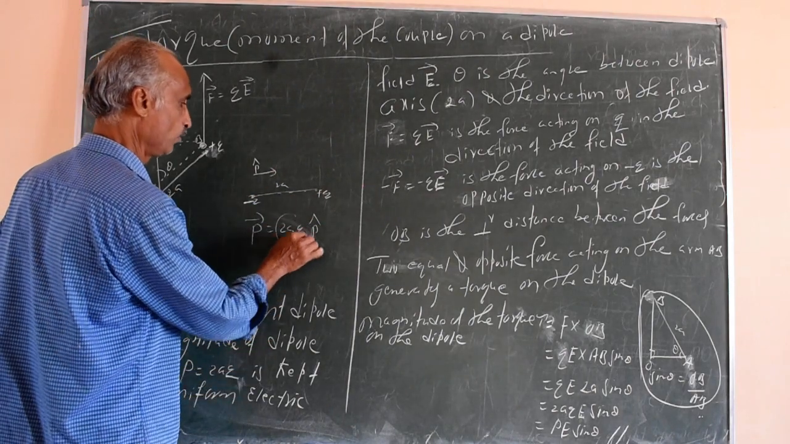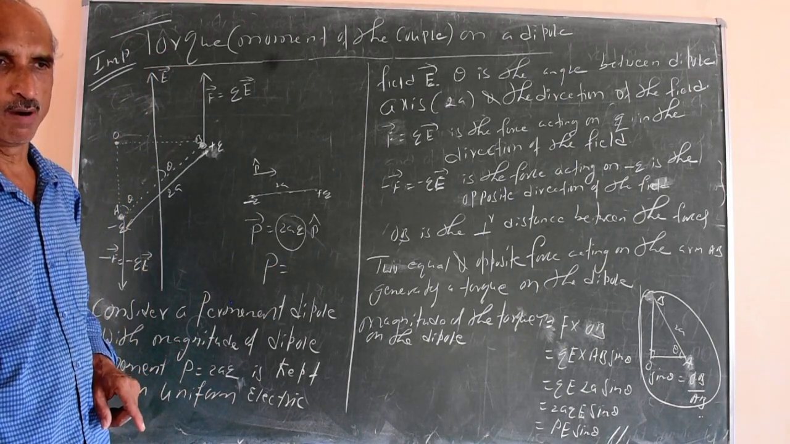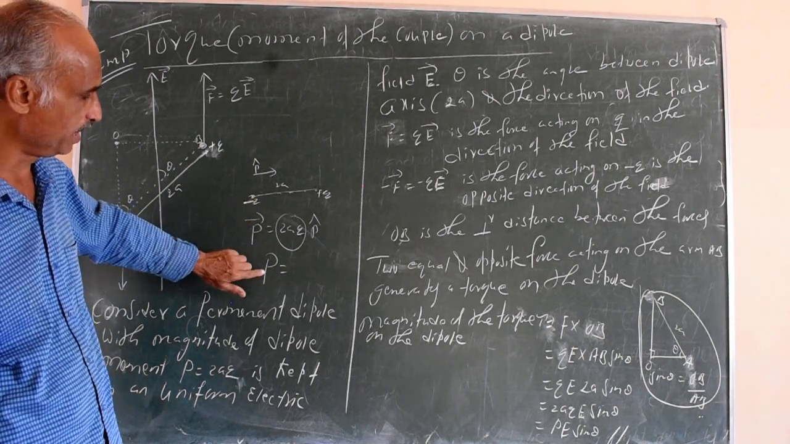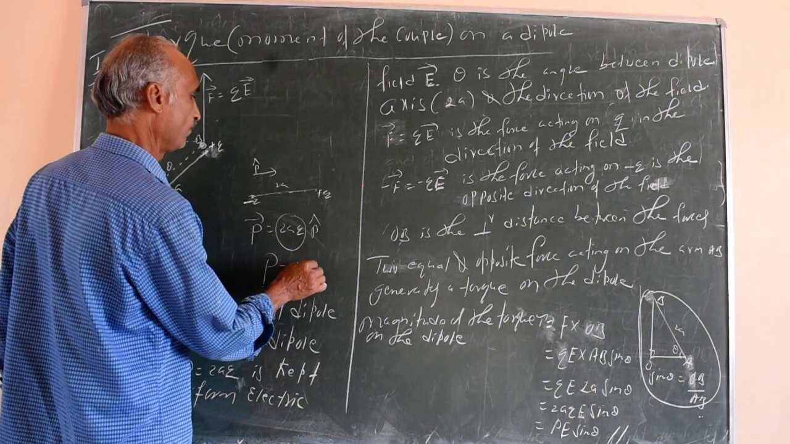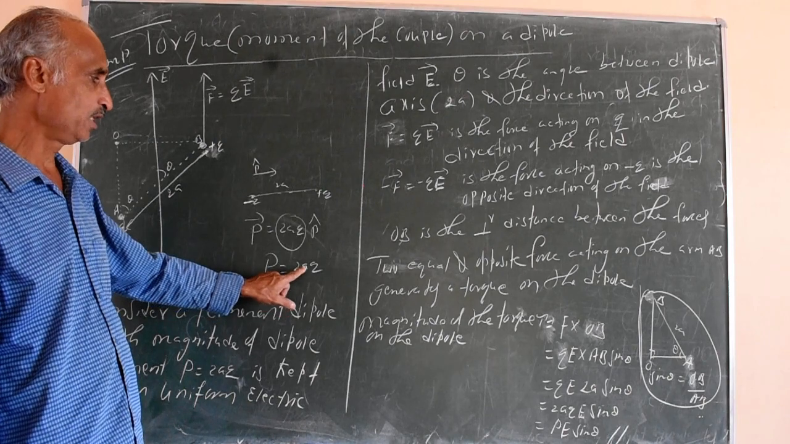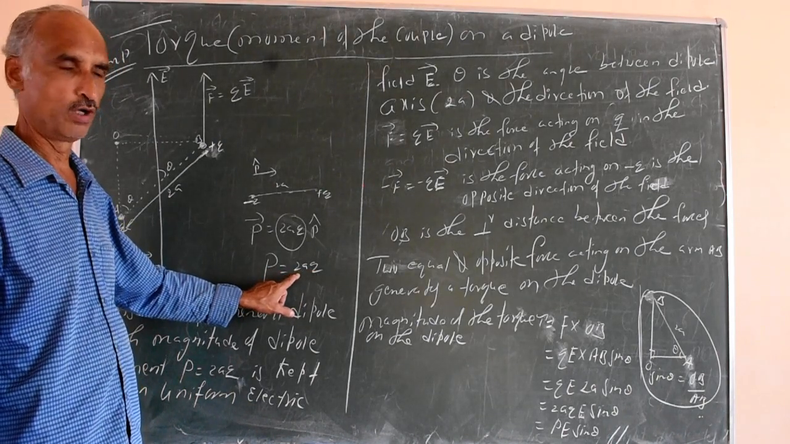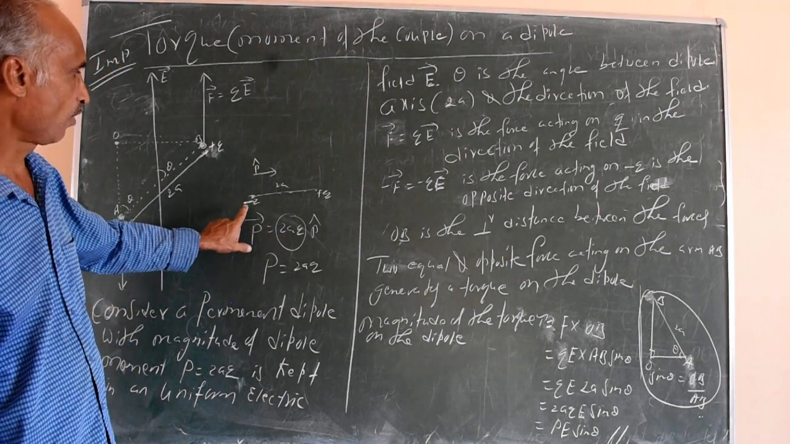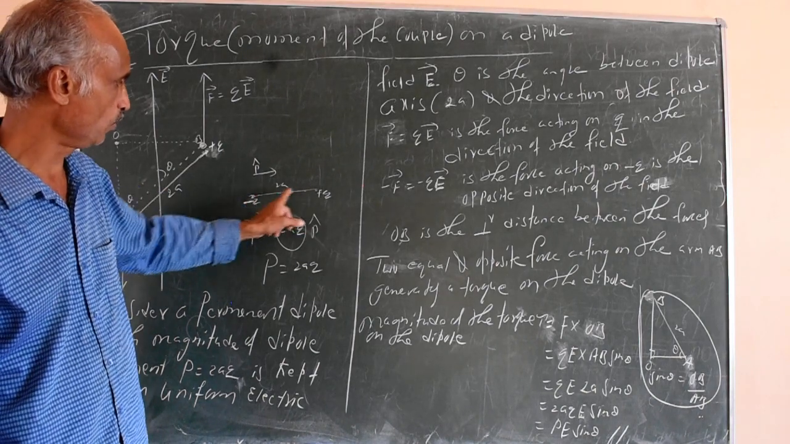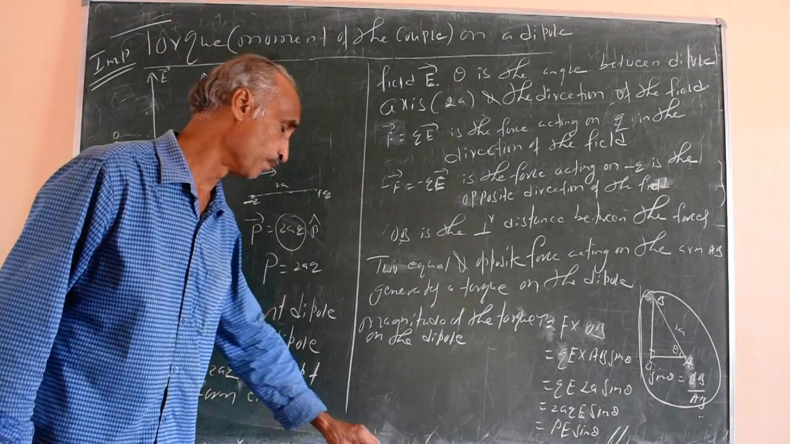I told you this is the magnitude of the dipole moment. Simply P indicates only the magnitude. P bar means magnitude and direction. The magnitude of the dipole moment is 2aq, and its SI unit is coulomb meter, q being in coulombs and the distance in meters. The direction of the dipole moment is from minus q to plus q along the axis of the dipole. This 2a is called the axis of the dipole.